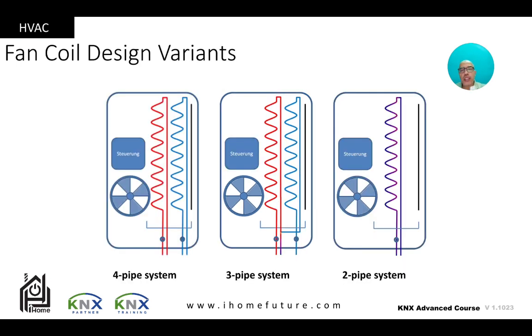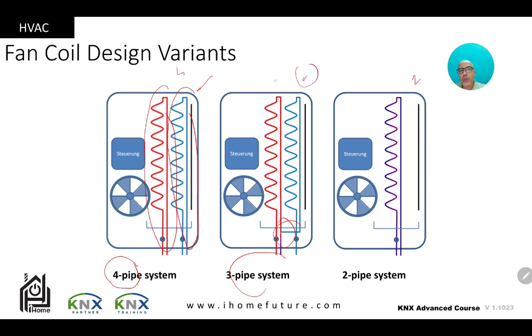Now there are three variations. This is the one that we talked about. So we have complete two pipes for cold, complete two pipes for heating, and then we call it a 4-pipe system. Here you have a common pipe, so we call it a 3-pipe system, which is not used very much, by the way. So normally what you have in your system is a 4-pipe or a 2-pipe.